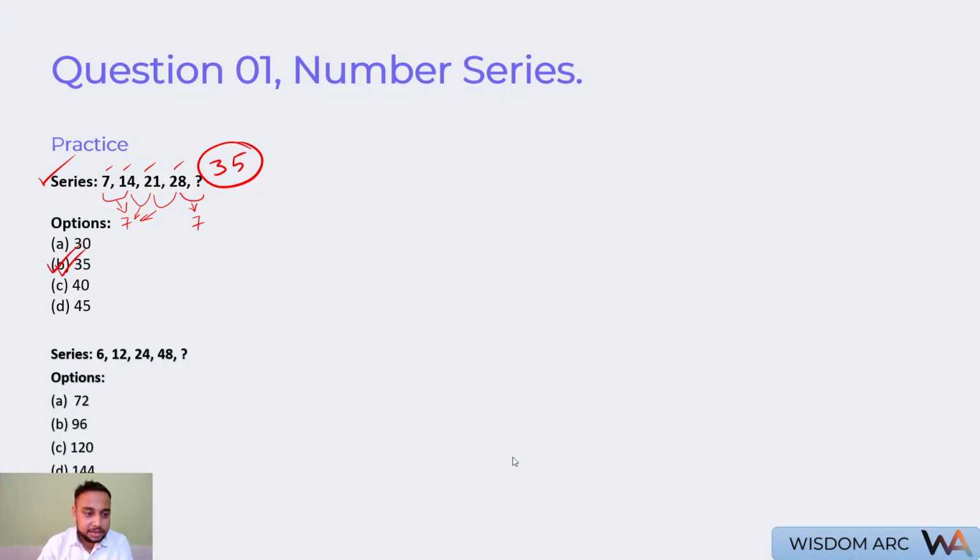Okay, next question, already on your screen: 6 to 12, 12 to 24, 24 to 48. How does 12 become 24 or 24 become 48? It's very easy. 6 into 2 equals 12, into 2 equals 24, and the pattern follows like this. So 48 into 2 equals 96.